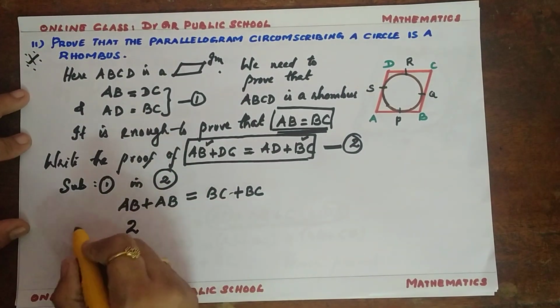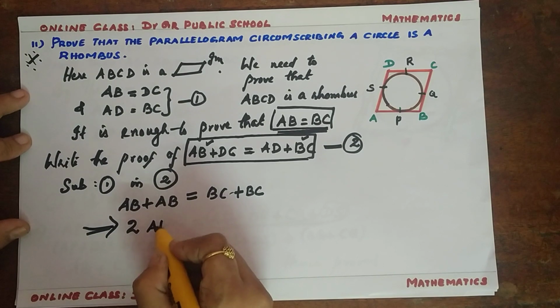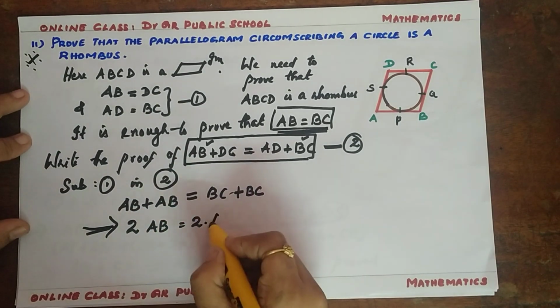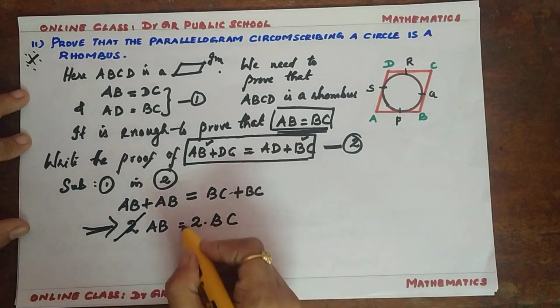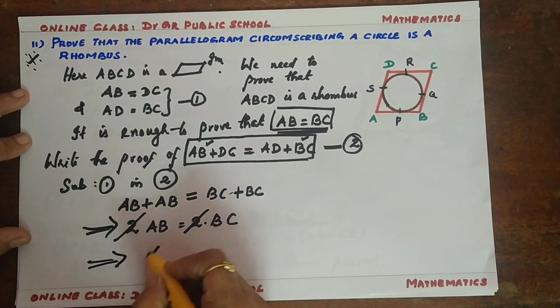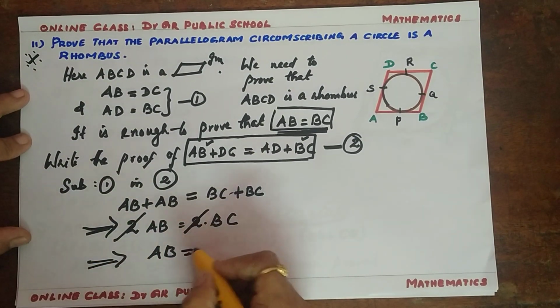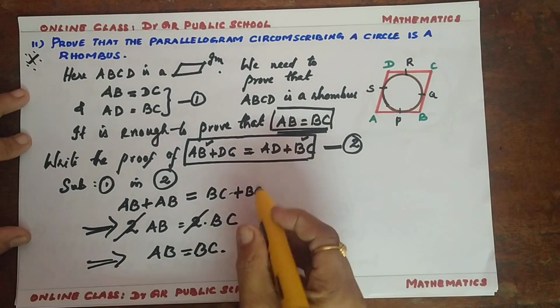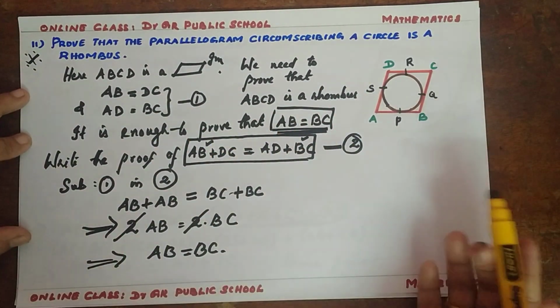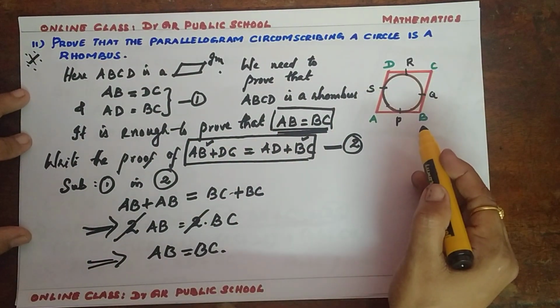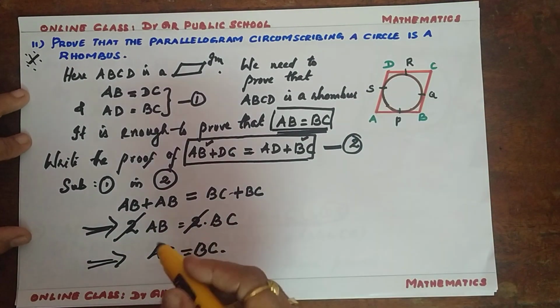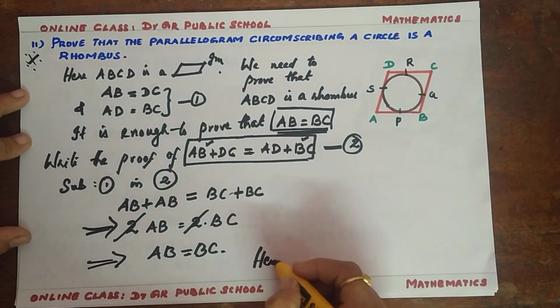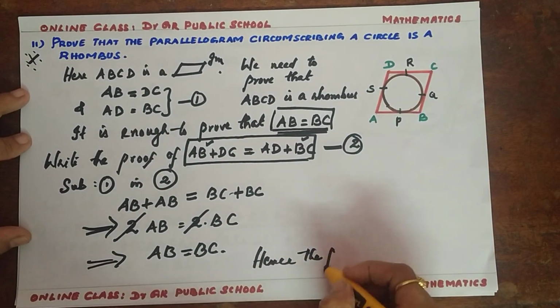From this you can say that 2 times AB equals 2 times BC. Cancelling 2 on both sides, you can say that AB equals BC. I told you that it is enough to prove that AB equals BC. If the adjacent sides of a parallelogram are equal, then it is a rhombus. Hence the theorem, hence the proof.